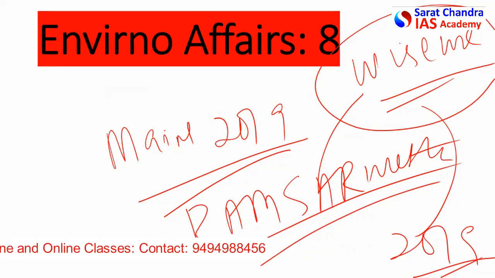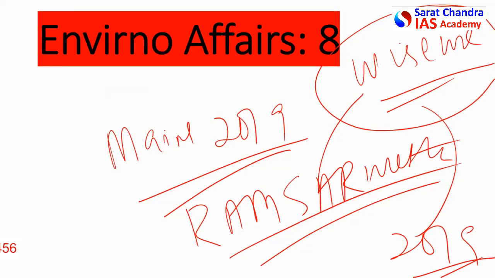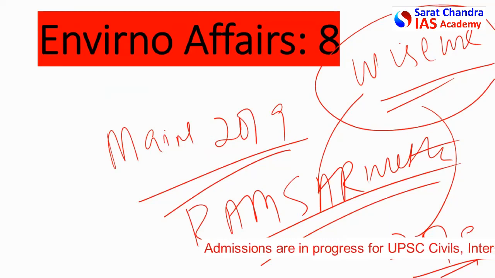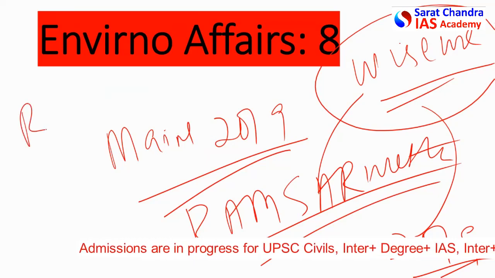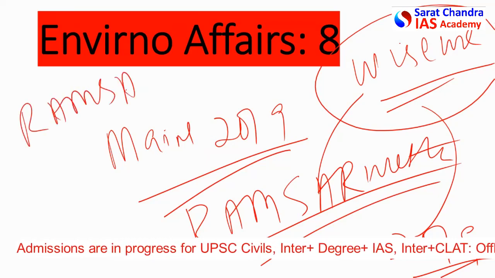So we'll be studying wetlands in detail under aquatic ecosystems. What are wetlands? What is the Ramsar definition of wetlands? When was the Ramsar conference held? Where is the place called Ramsar? Ramsar is a place in Iran.